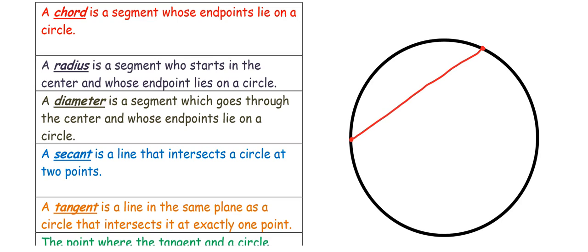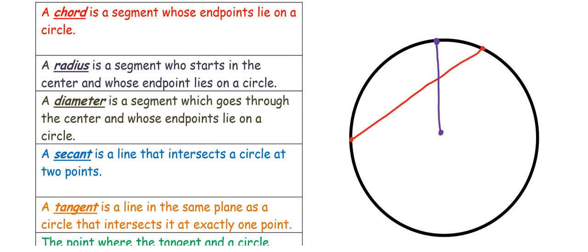A radius is a segment that starts in the center of the circle and whose endpoint lies on the circle. So you're always going to start in the center and then go to the circle. Think about a spoke on a bicycle wheel.